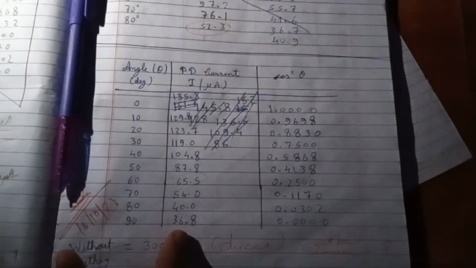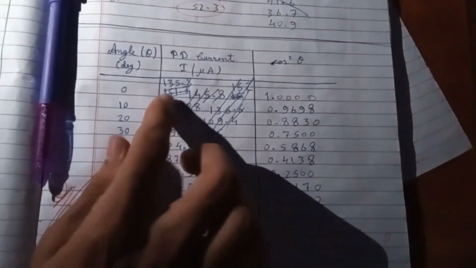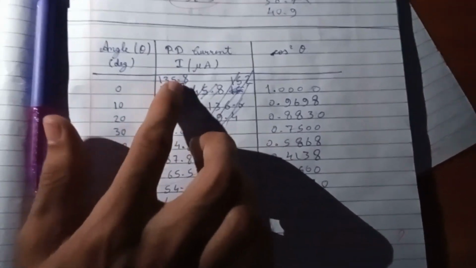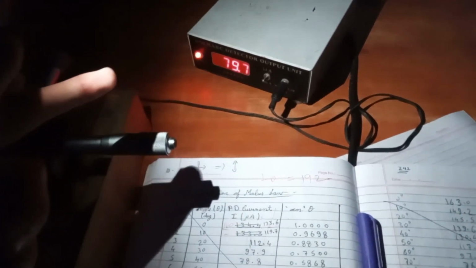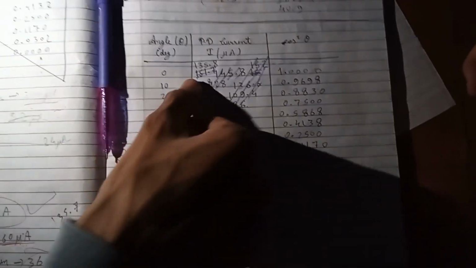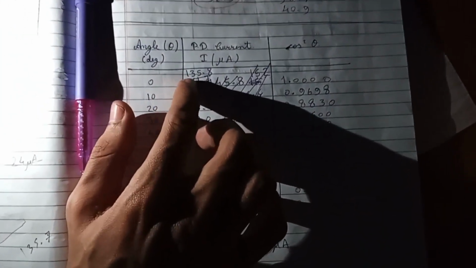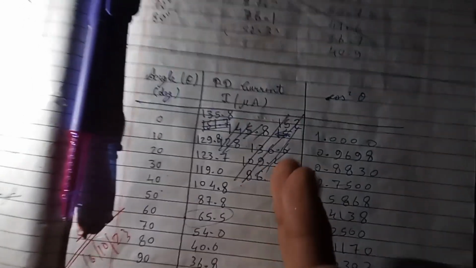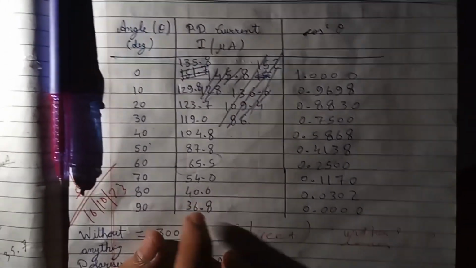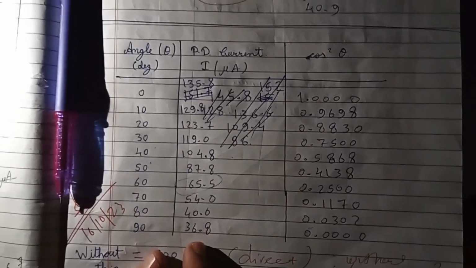Let me show you the table. In the table we have chosen the intensity 135, so it's coming 36 after rotating. But today we have chosen 195, that's why after rotating 90 degree it's coming around 79. But do one thing: select the intensity 135 only, or a little bit less than that, so that your decreased value should come in the range of 20 to 30. That will be better.